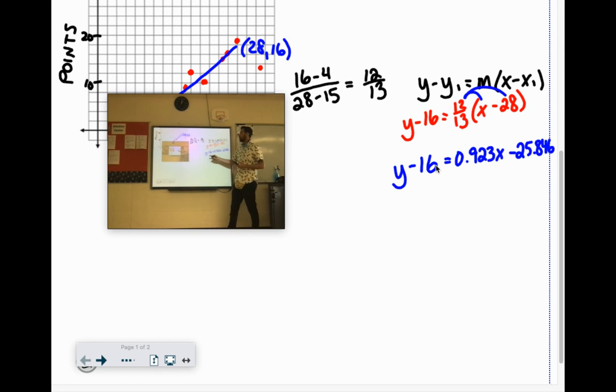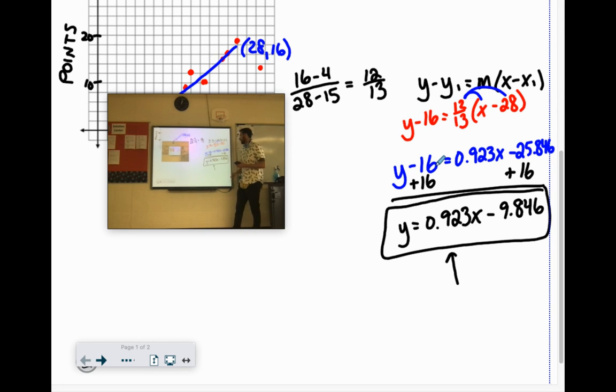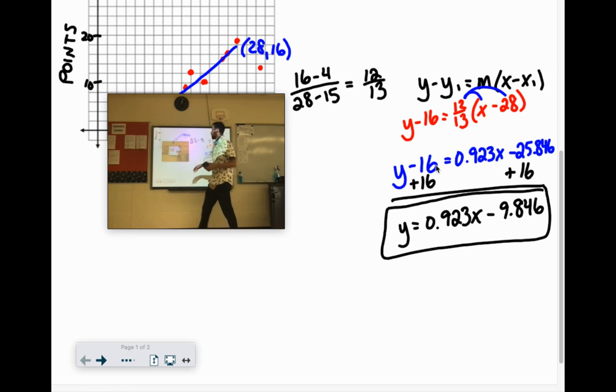And then the only other thing we need to do is get y by itself. So we will just add 16 to both sides. We will get y equals 0.923x minus 25.846 plus 16, which is minus 9.846. So this gives you kind of a general correlation formula. Now, if the number in front of the x is close to 1, that's pretty nice. It shows a pretty strong correlation. It's also our slope. So let's try another one. What do you say?